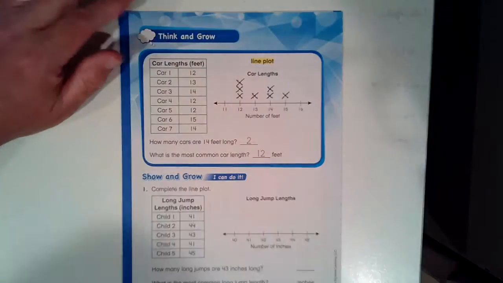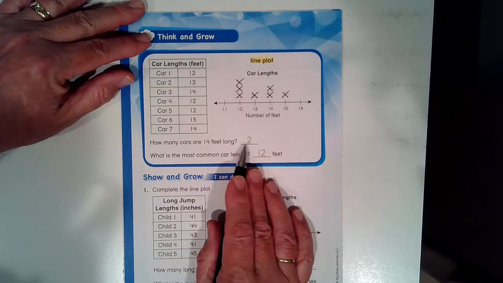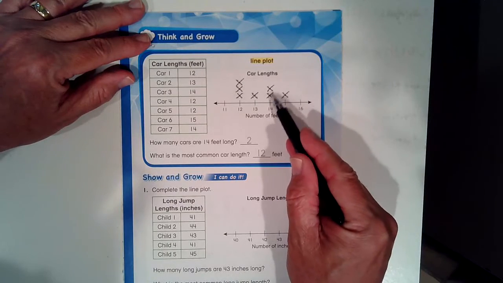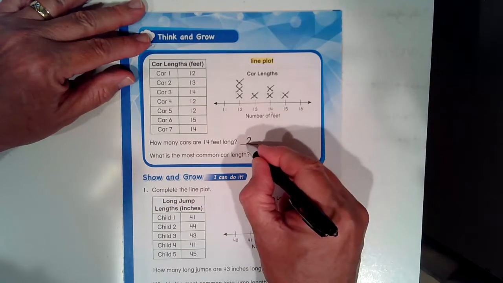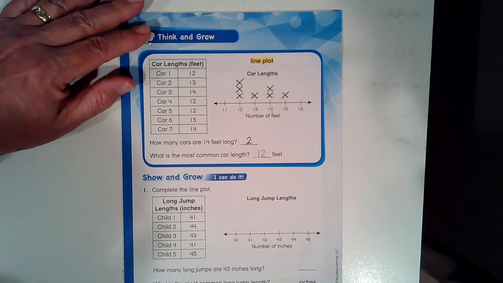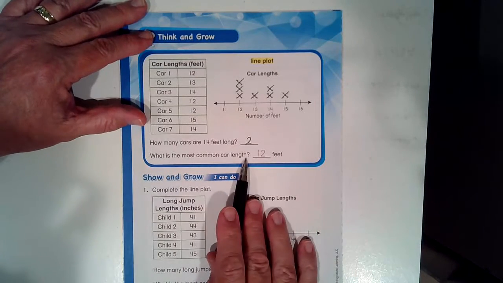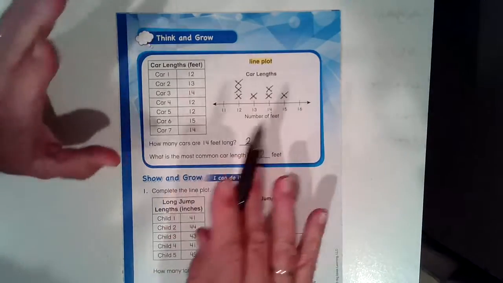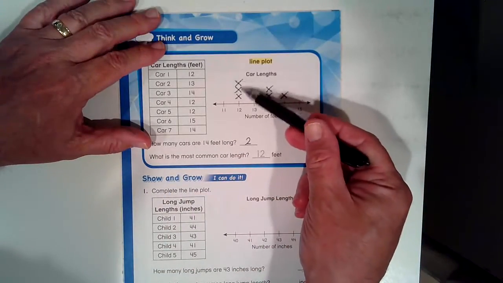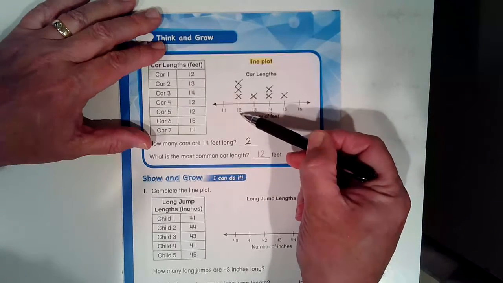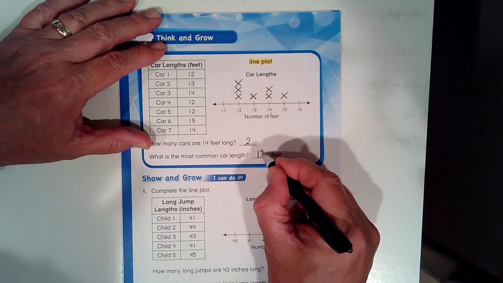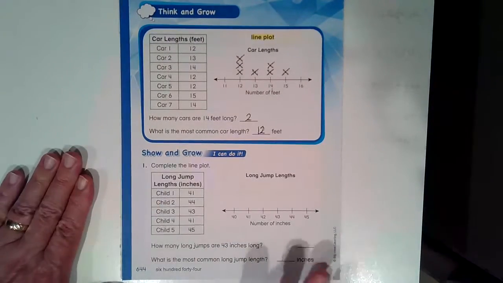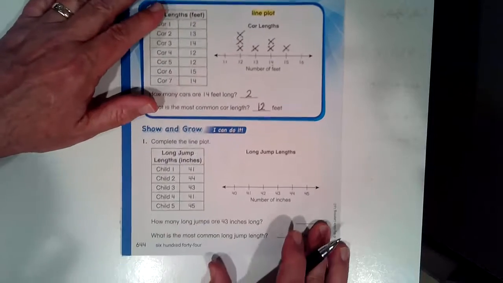Just like that. How many cars are 14 feet long? So I look at the 14. I look up here and I say 1, 2. 2 of those cars are 14 feet long. What is the most common car length? The most common, that means the one that happens the most often. This one is the most often, and that is at 12. All right? So, like I said, different graphs show different information.